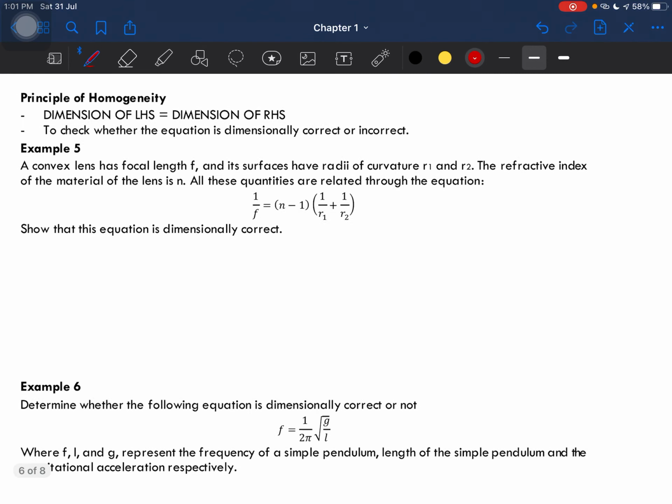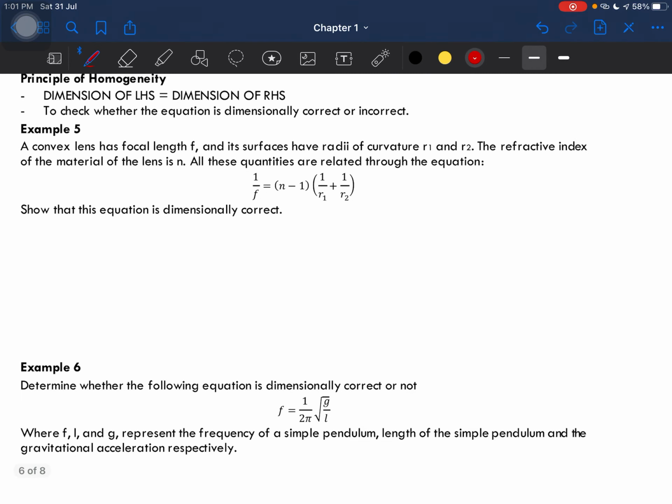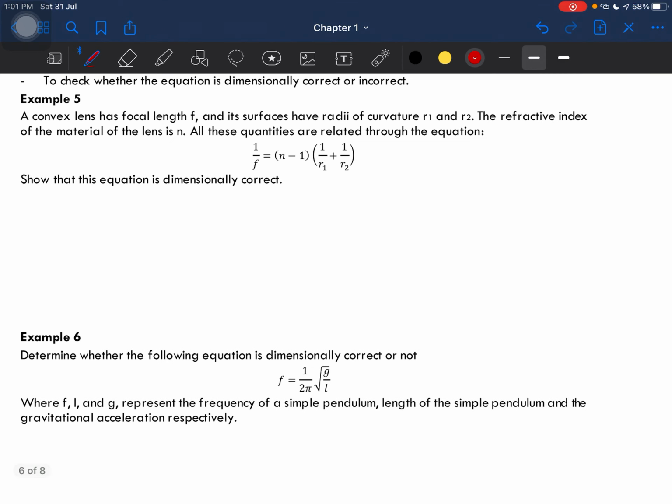Okay, so example 5, which is on principle of homogeneity. A convex lens has a focal length f and its surfaces have radii of curvature r1 and r2. The refractive index of the material of the lens is n. All these quantities are related through this equation. Show that it is dimensionally correct.